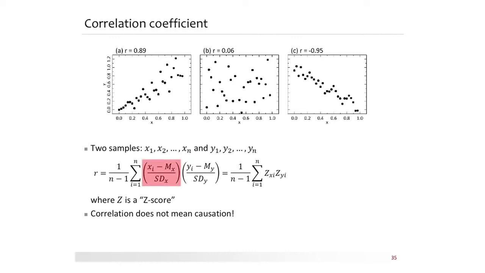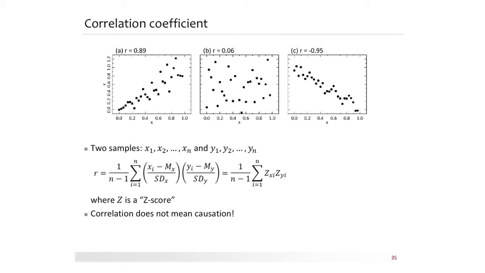This is something you probably know as a z-score. It tells you how far a given point is away from the mean in terms of standard deviations. How many standard deviations you are away from the mean. So you can call it zxi and zyi. So there is basically a sum of these products of z-scores.